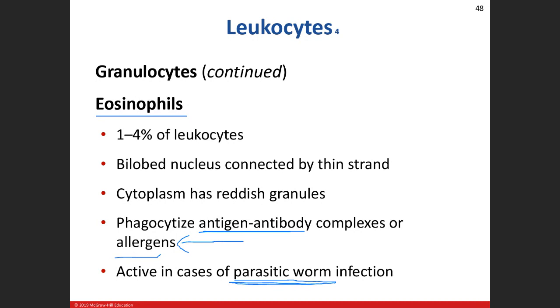If you're taking a history on somebody, and you look and you're like, oh, elevated eosinophils, they just got back from Brazil, I'm thinking parasitic worm infection. Probably drank something they shouldn't have, or ate something they shouldn't have.